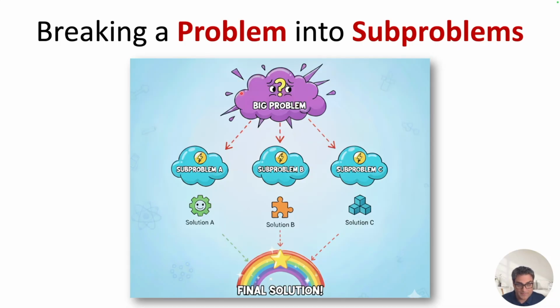You have a big problem that is hard to solve. In order to solve it, you break it into multiple subproblems. You solve each subproblem and have a solution for each subproblem. Then you combine them and you will get the final solution for your big problem.